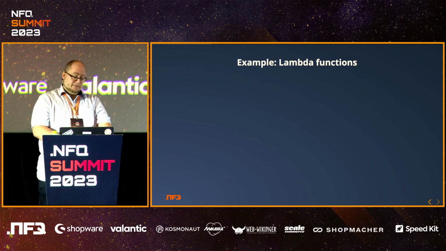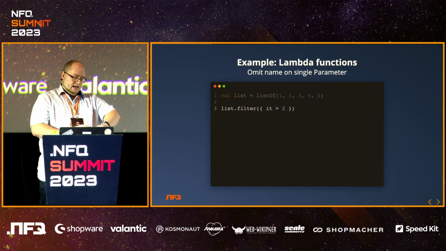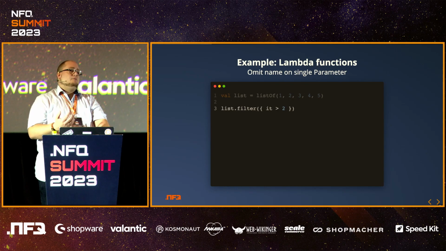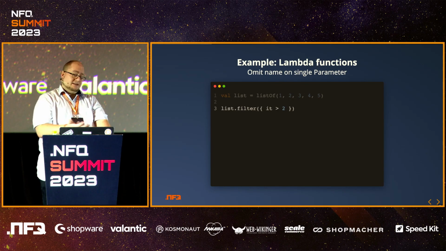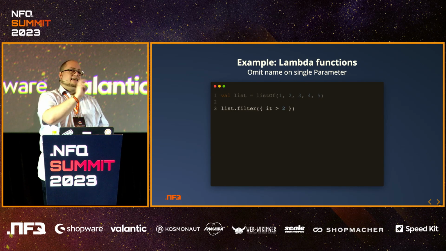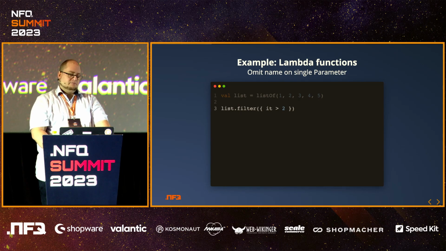So I'll just give you one example in Kotlin. Here we have a simple list and we want to filter it. In Kotlin, you don't have to specify the name of the variable. If I want to filter something, looking at the elements one after another, I can just say, hey, I want the element to be larger than 2. I don't have to write the name of the parameter, it's always it.